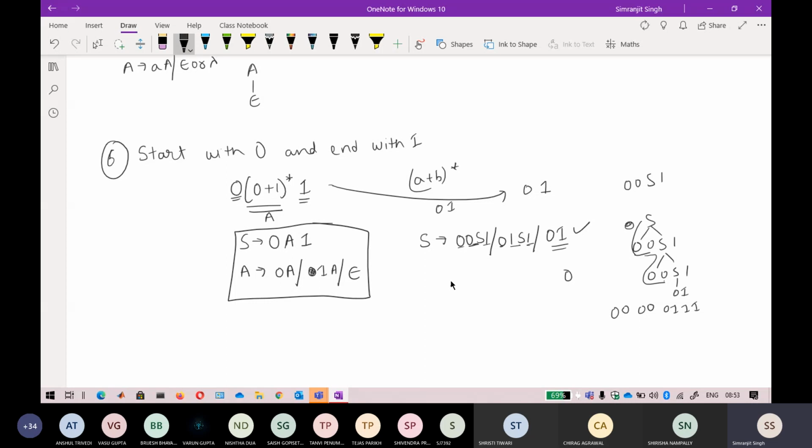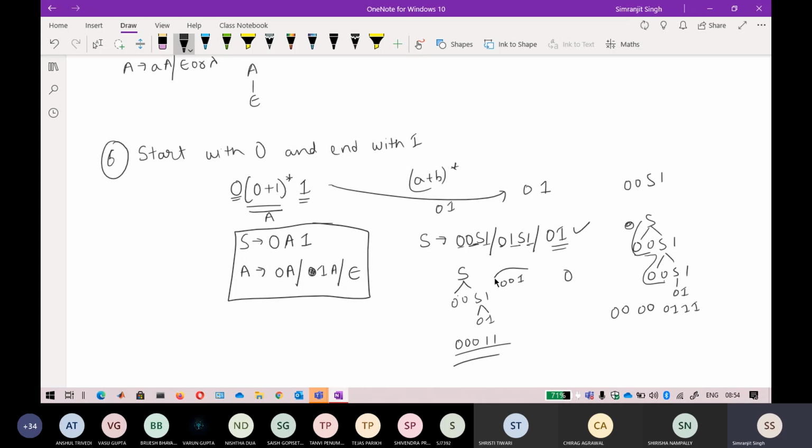The smallest string is 01, and 001 is not part of the language. If you write 0 S 1 here, you have to do this with a terminal 1. If you write 01 here, the language will be 0^n 1^n, like 0011.